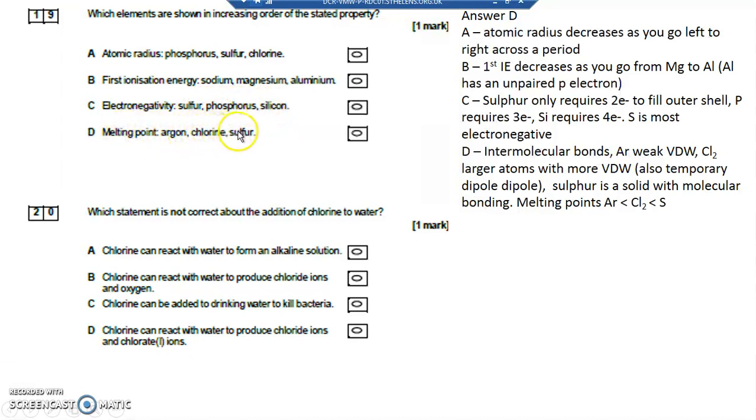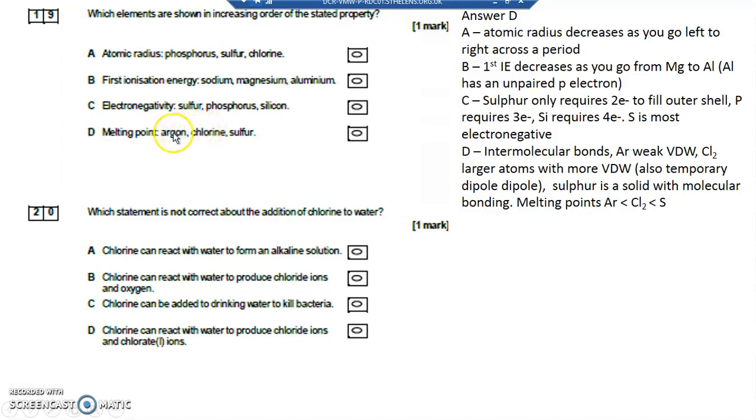Melting point, argon, chlorine, sulfur. Well, these two are gases. Argon is a gas in light bulbs, chlorine is a gas, a green gas, and sulfur is a molecular, covalently bonded solid. So it's possible that it's D. All the others are eliminated. Argon, single atoms. Chlorine, diatomic atoms, 2 Cl's bonded together with a covalent bond, and then intermolecular hydrogen bonds.